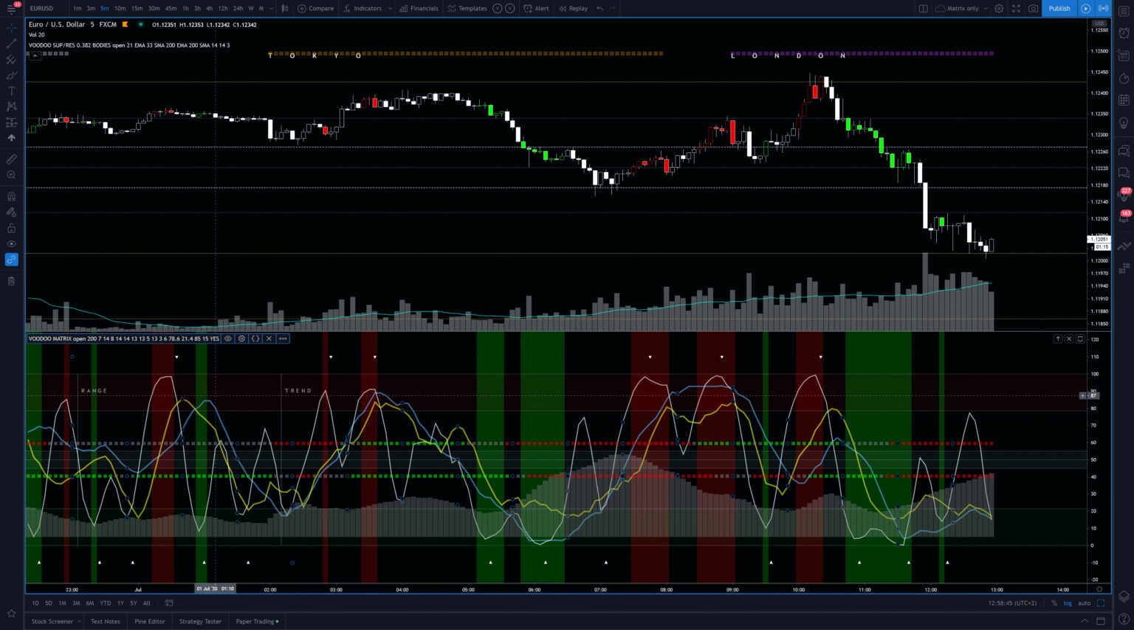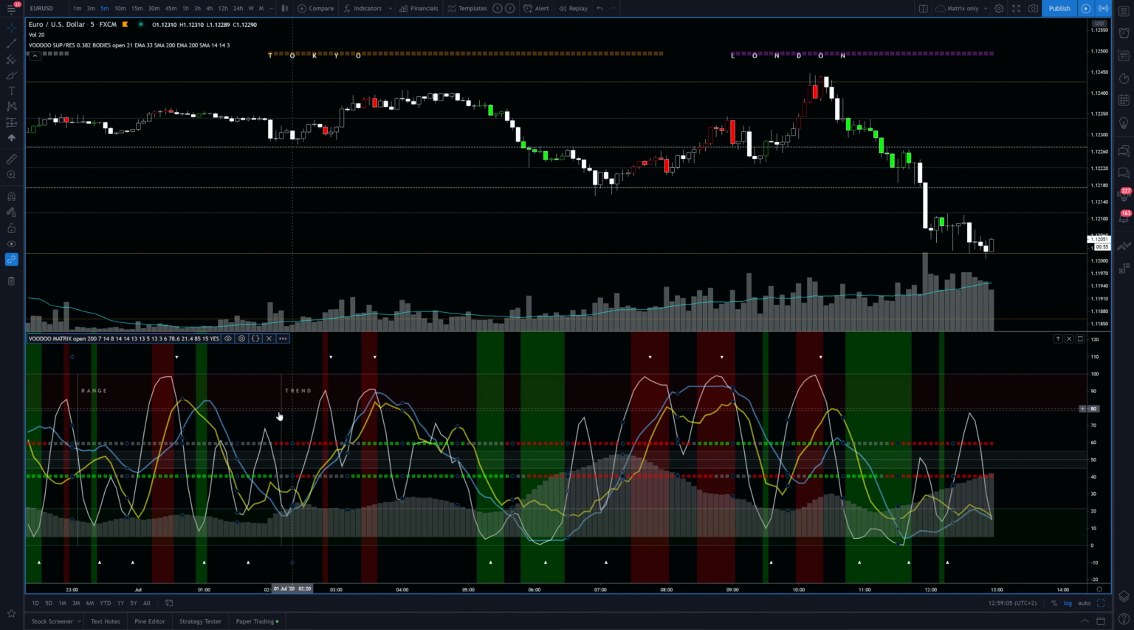So let's start from range and trend readings. Whenever you see range, the price action is most likely to consolidate. Whenever you see trend, it's most likely to expand its movements. It comes along with the histogram down there, showing you a more accurate reading on the current volatility.